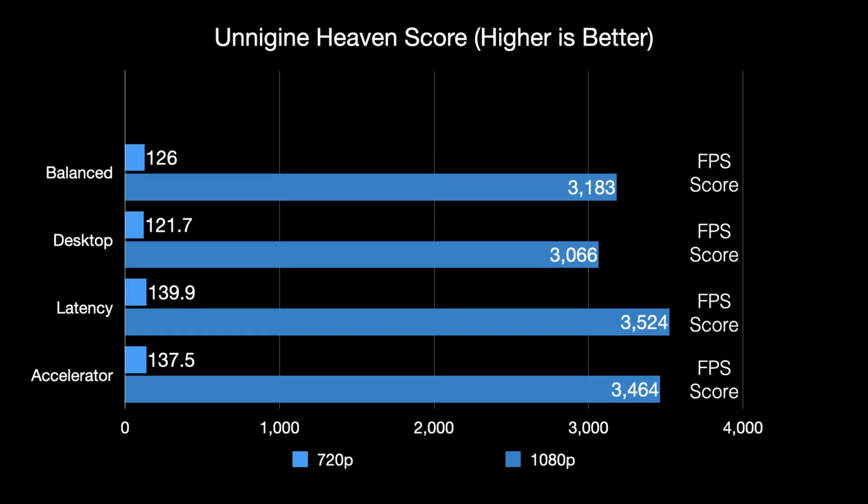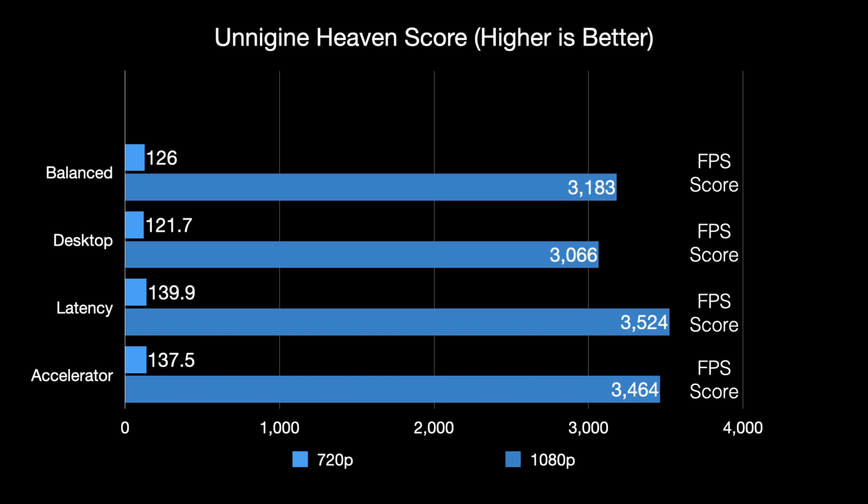So the balance had a score of 126 frames per second on average, and the overall score for that was 3183. That wasn't great, but desktop was even worse. So the balance mode that comes out of the box is better than if you were to set the desktop profile. Also, the latency mode did the best. It reached a peak average of 139.9 frames per second. And I hear you guys snickering, but that's okay. This is not the latest and greatest hardware. It also had an overall score of 3524.